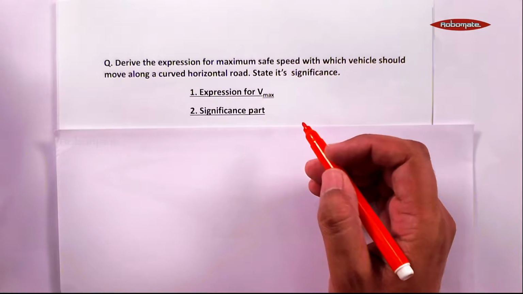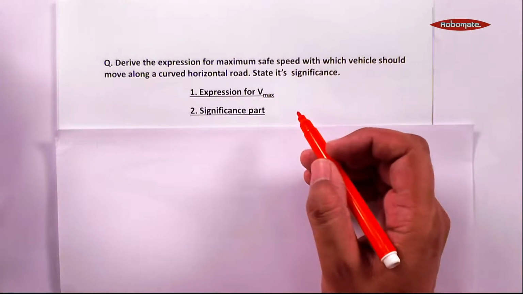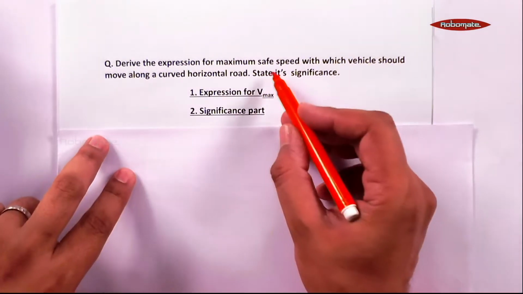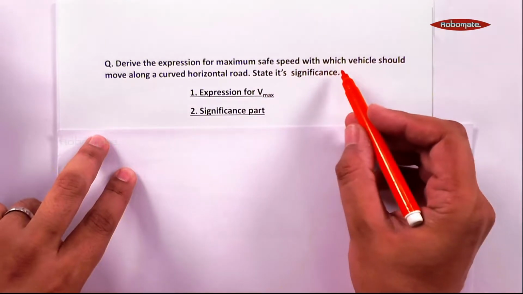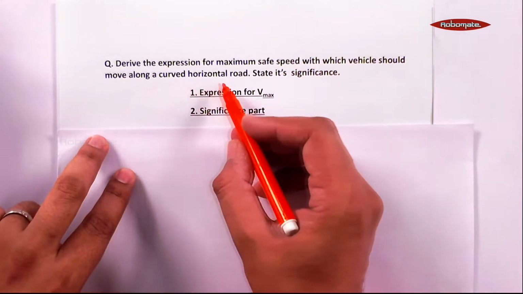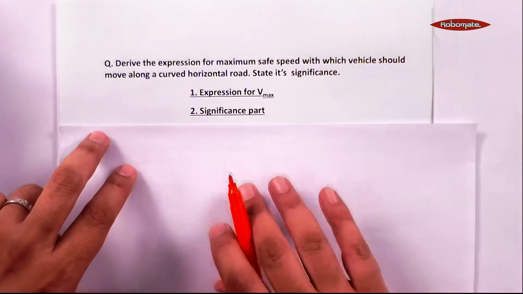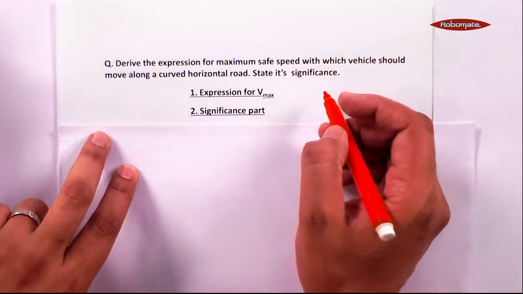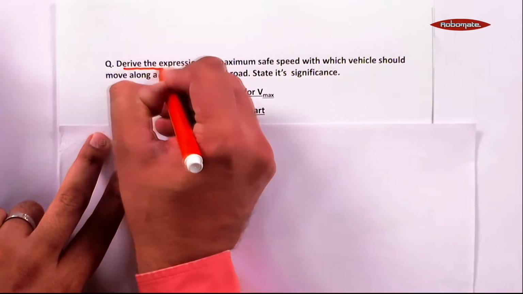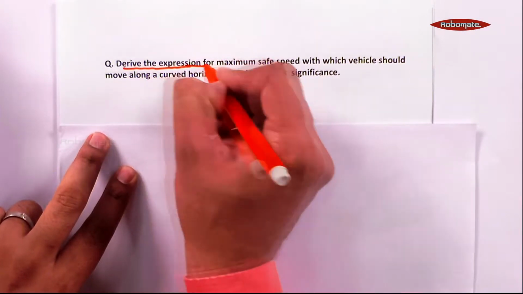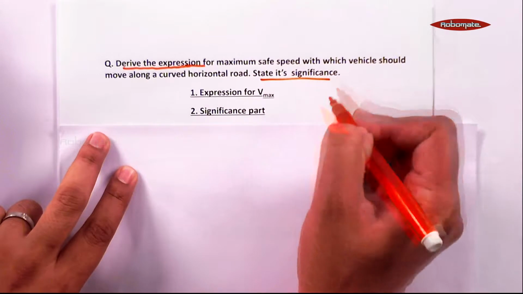Now, see this question. Derive the expression for maximum safe speed with which the vehicle should be moving along a curved horizontal road and state the significance. Now, in this question, you can see there are two parts. One is you have to derive an expression, and the other is you have to state the significance.